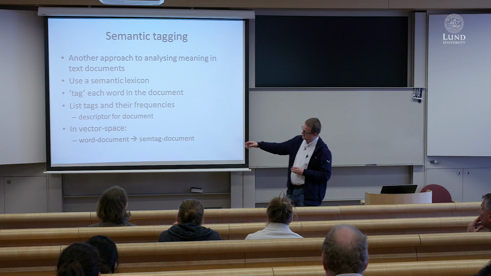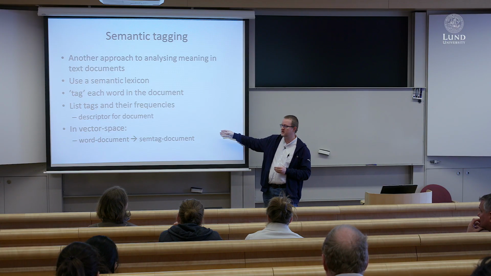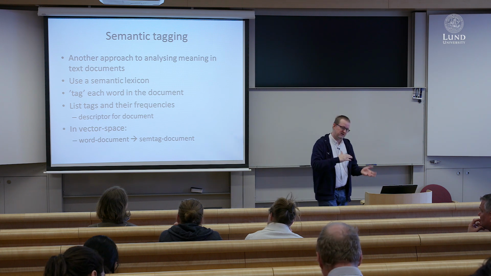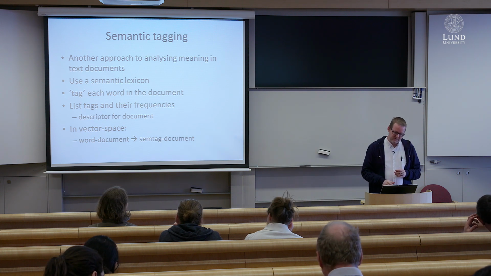The way you work with this is that you can tag each word in a document with a semantic tag, and then you can simply list the tags and their frequencies. So you get a descriptor in some sense for the document. And you can actually work with this in vector space as well. So instead of a word document matrix, you can use a semantic tag document matrix, and then you can do basically the same thing.